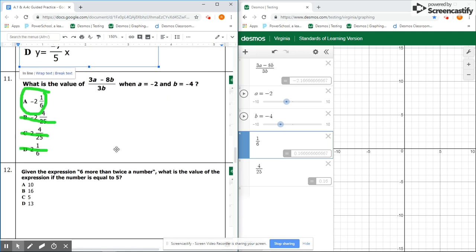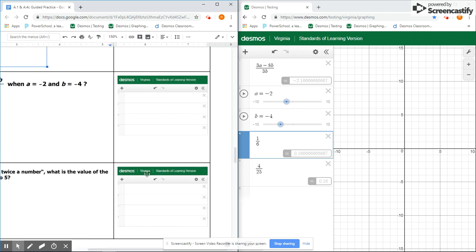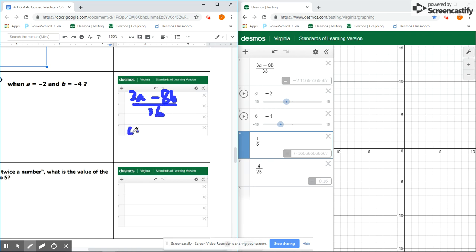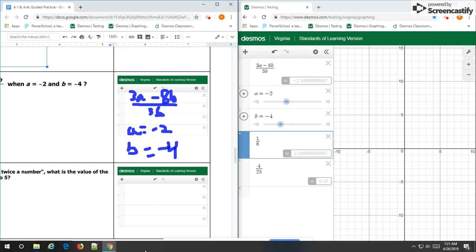And for Desmos check, really quickly, we can write in here exactly what we did. So again, this is going to be sloppy, but you can make it neater. The first line we did 3A minus 8B divided by 3B. All right, the next line we did the slider A equals -2. And the third line we did the slider B equals -4. That's how we checked it on Desmos. So just write your steps there exactly how you see them over here. That'll be the way that we can check it, and you can get credit for that.